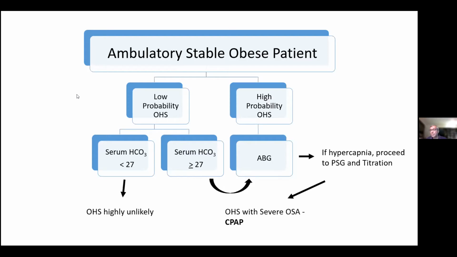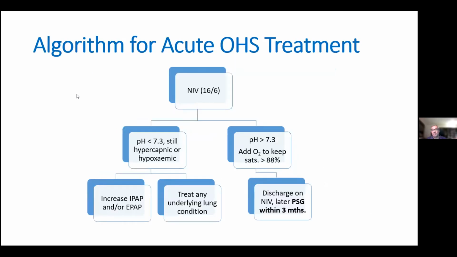And of course, if you have severe OSA with OHS, CPAP titrated to the pressure should be fine. And if hypercapnia and you have mild moderate sleep apnea, you can use NIV. So, and this is acute OHS, of course, just apply the NIV. The patient comes into the ICU, apply the NIV. If the pH is crossed 7.3, you can add oxygen if required to keep the saturation above 88, and discharge on NIV, later do a polysomnography.